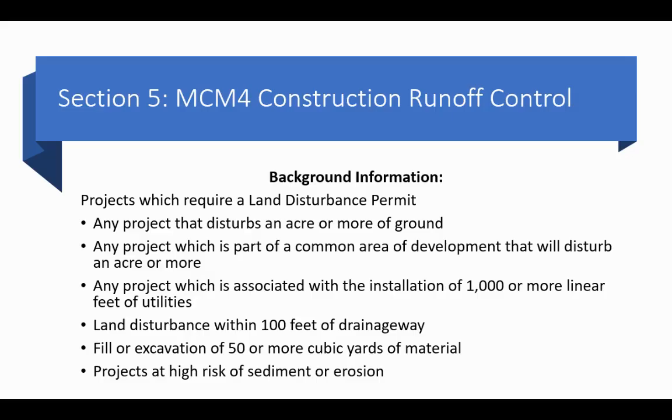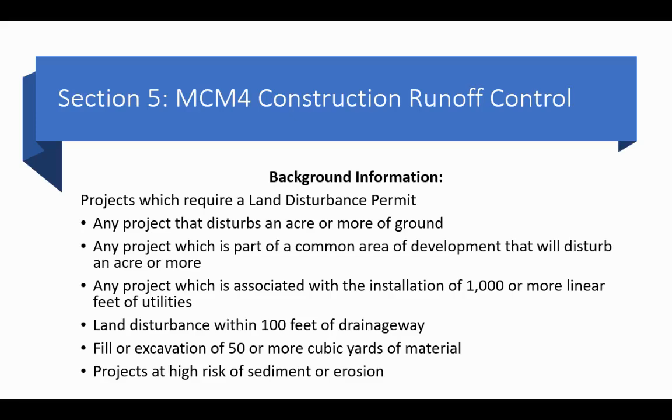So that's that for section 4. Next section is section 5 that covers minimum control measure 4, construction runoff control. And again, we're going to do some background information before we go into this. Requirements in minimum control measure 4 apply specifically to sites with a land disturbance permit.